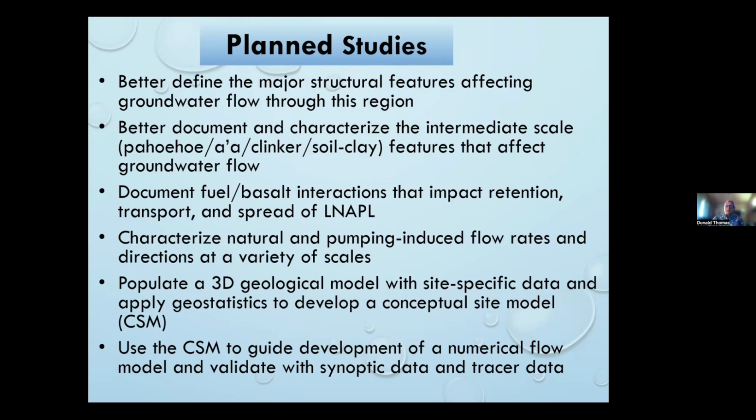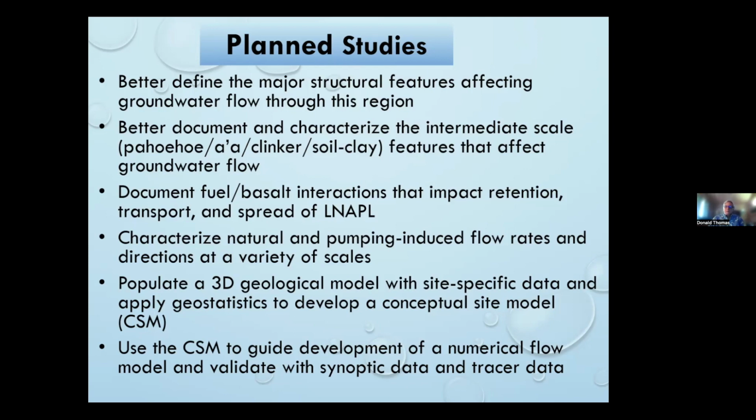We want to document the interaction of fuel with basalt. The fuels are hydrophobic and they will react differently with the basalts than water typically does. And so we intend to develop a better understanding of how that interaction will impact how that fuel migrates from the unsaturated zone into the water table.